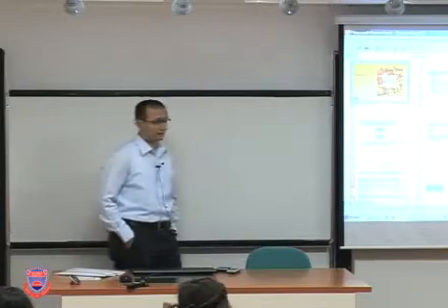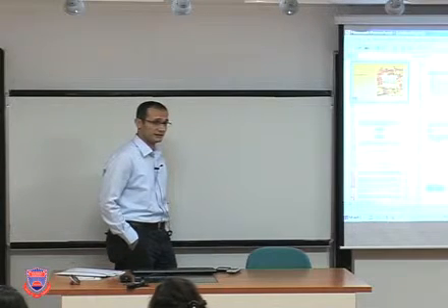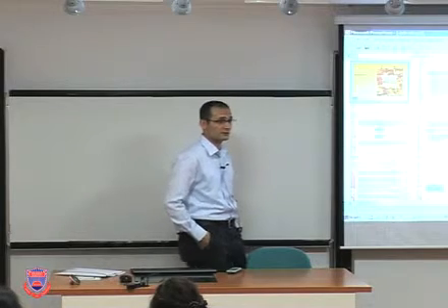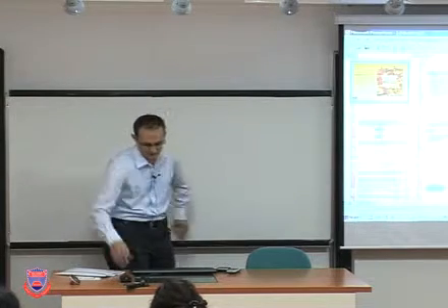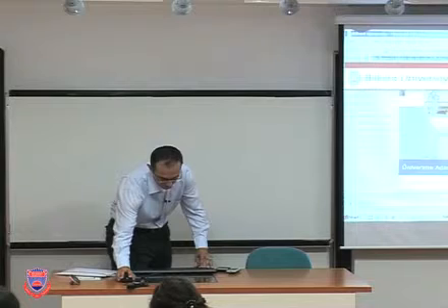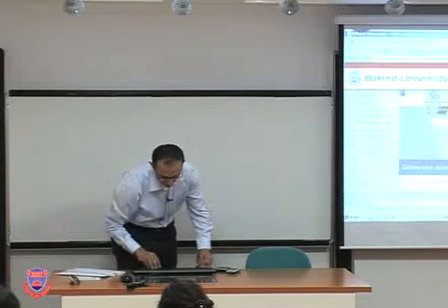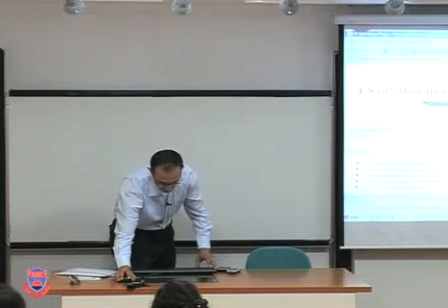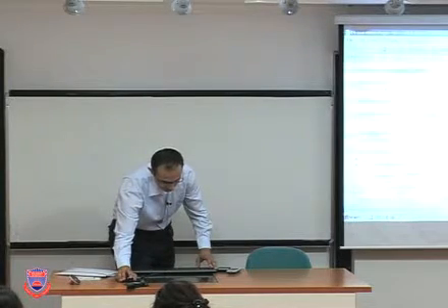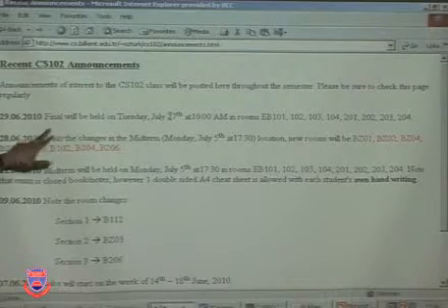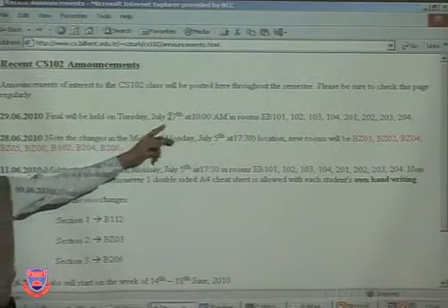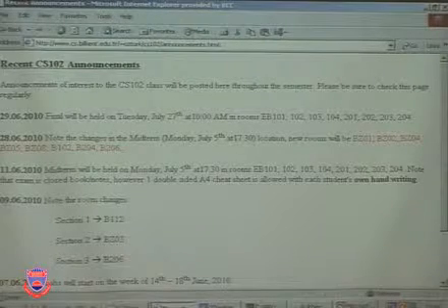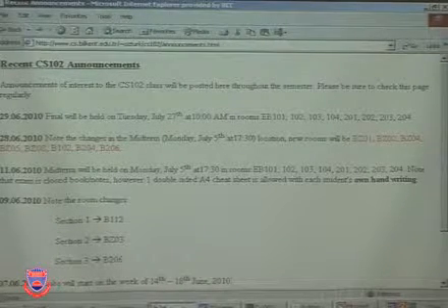Just one reminder about the class. The final date is set. They have announced the final dates for the summer semester. Let me open that up, and I posted this on the web page as well, in the recent announcements. As you see, the final will be held on Tuesday, July 27th, and it's going to be in rooms EB 101 all the way to 204.